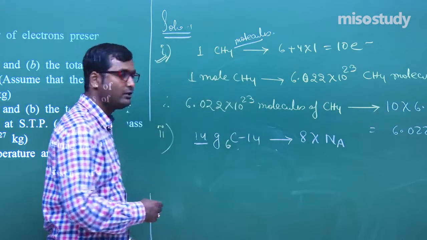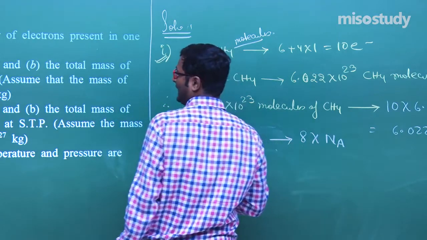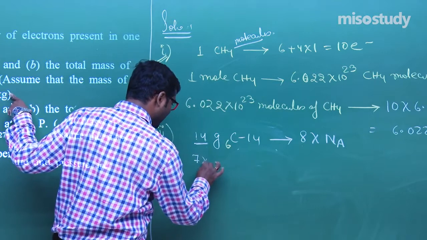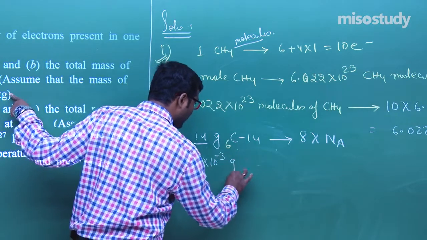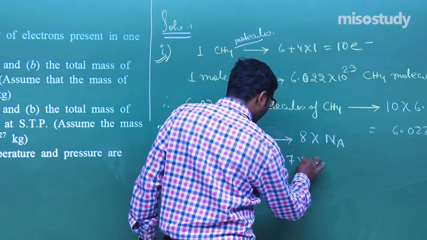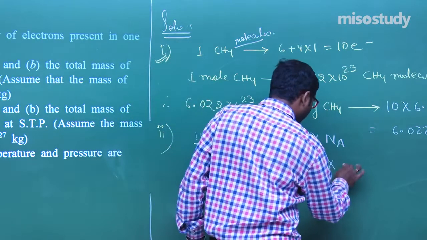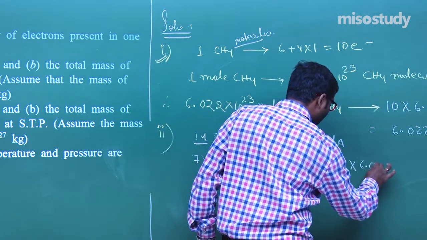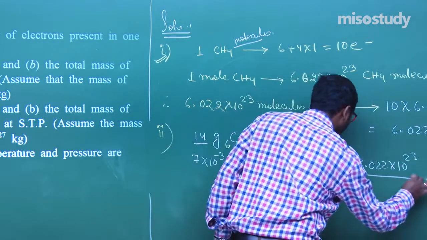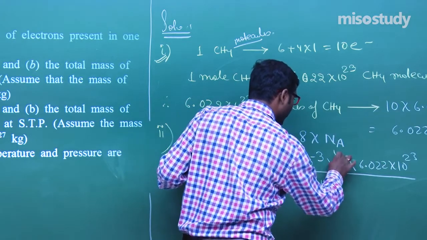Here we are talking about the neutron. So 14 gram, that is 1 mole, contains 8 into Na. Clear to you? Now the question is, 7 milligram, that is 7 into 10 to the power minus 3 gram of C14, will contain, listen carefully, 7 into 10 to the power minus 3 multiply 8 multiply Avogadro number, that is Na, 6.022 into 10 to the power 23, divided by 14.